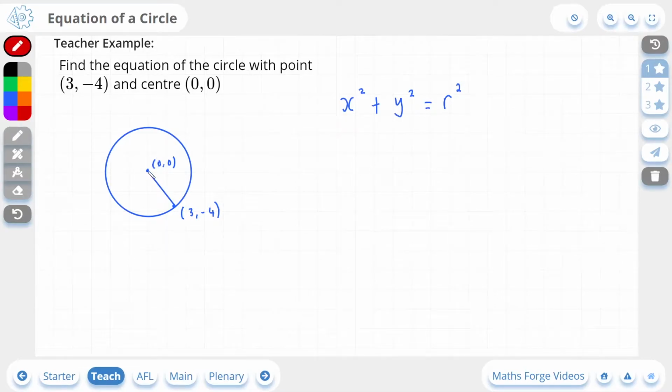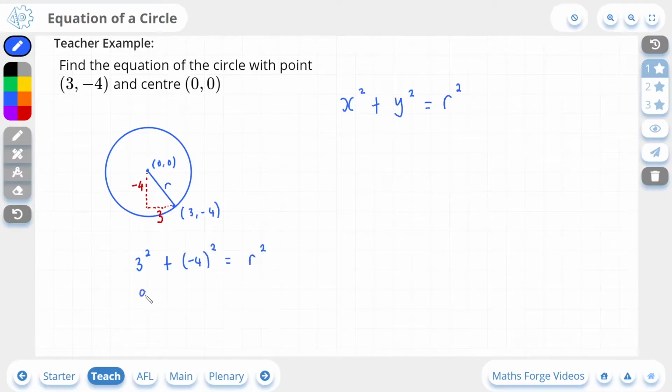If you think about it, from the point 0, 0 to the point 3, minus 4, there is a vertical distance of minus 4. And there is a horizontal distance between the 2 points of 3. So this actually makes a right angle triangle. And we can use Pythagoras' theorem to find the length of the radius. Pythagoras' theorem says that the two smaller sides of a right angle triangle squared is equal to the hypotenuse squared. And in this case, let's call the hypotenuse r. We're going to call it r for the radius. So that is equal to r squared.